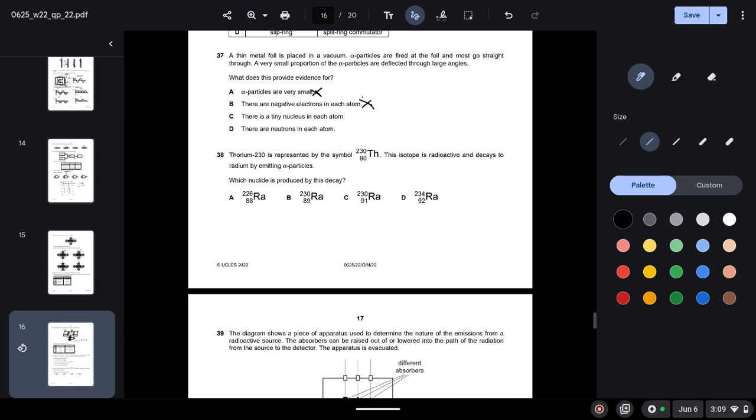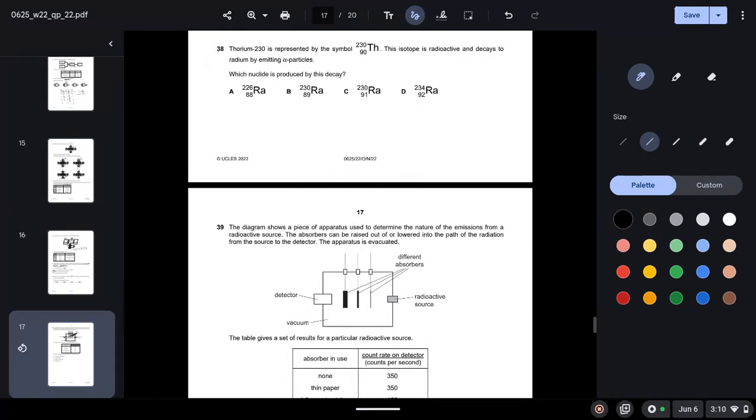There is a tiny nucleus in each atom. Yes, this is true, because deflection will only occur at a very small rate, because they told us that most go straight through and only a very small portion of the alpha particles are deflected. So the reason that most of them are going straight through is because the nucleus is very tiny and is located at the center, so most of them do not touch or interact with the nucleus. So C is your answer.